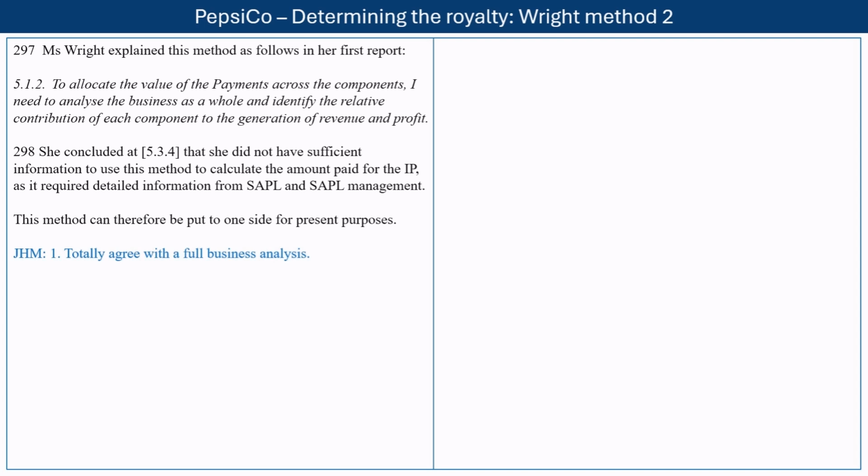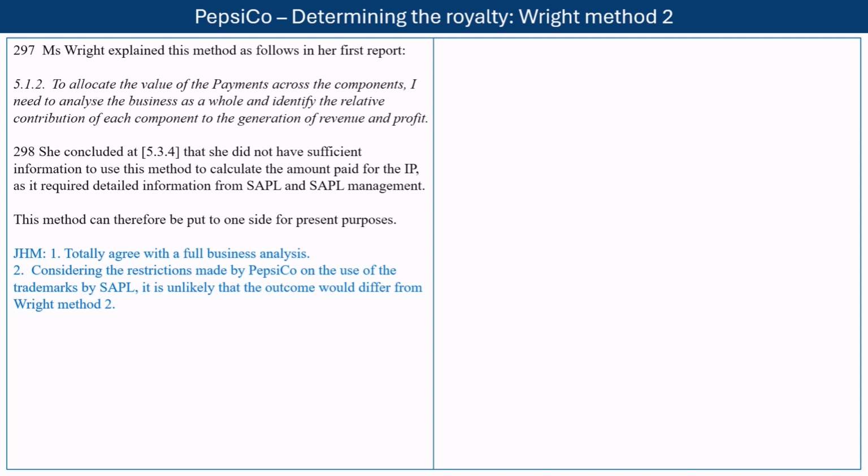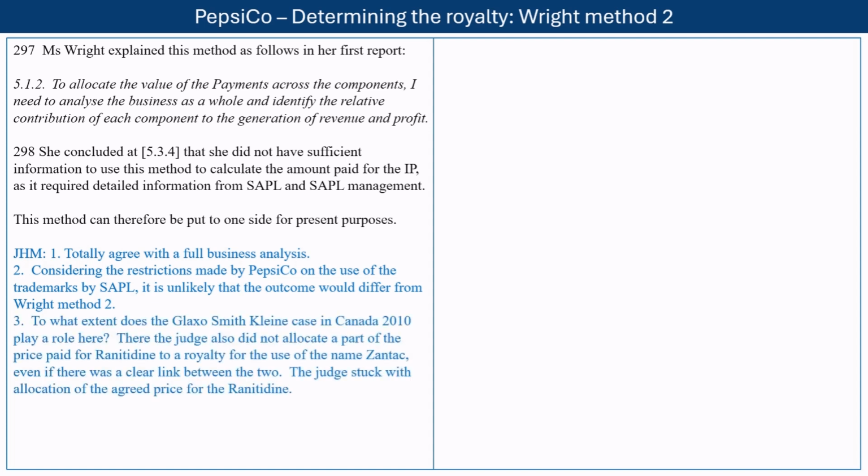Now, a couple of comments here. First of all, I totally agree that one should make a full business analysis. Second, considering restrictions made by PepsiCo on the use of the trademarks by Schweppes, it is unlikely that the outcome of method 2 would be very different from the outcome of method 1. And thirdly, I wonder, just if you take a step back for a moment, to what extent does the GlaxoSmithKline case in Canada play a role here?